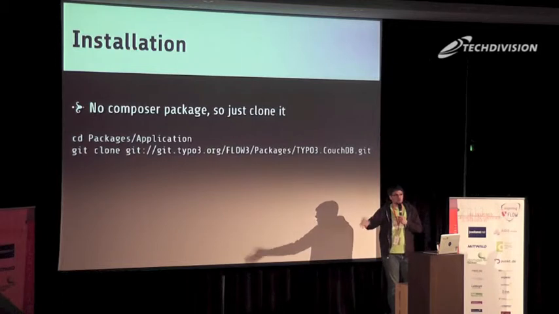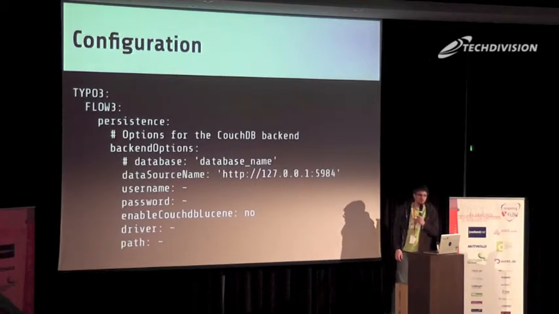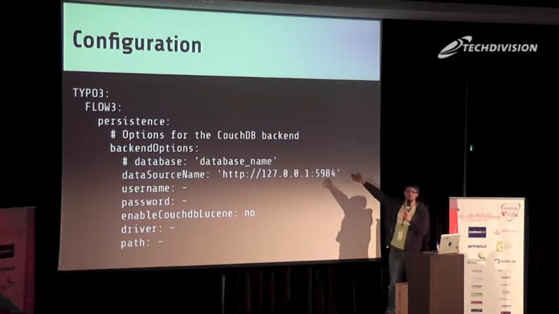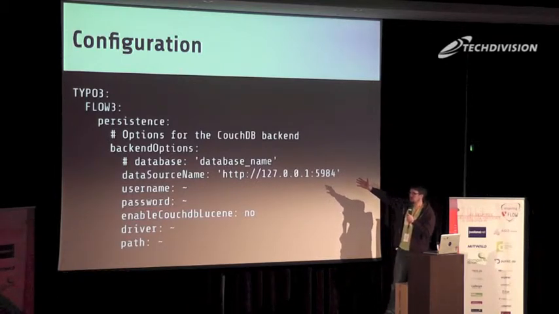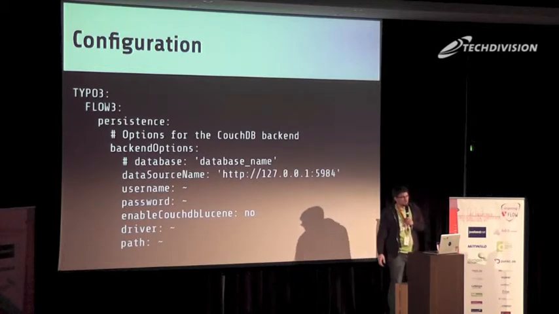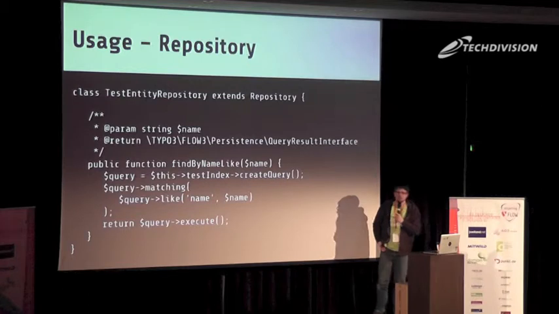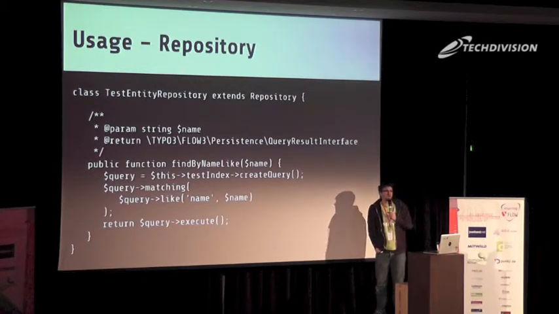The actual swapping of the persistence is done by the package itself. So you just give the almost usual options in the persistence configuration. Because it is replacing the persistence manager, it's just the same backend options thing. So you have a data source name in this case. You have some new stuff like enabling CouchDB Lucene queries, which you can switch on and off. So that's pretty straightforward.